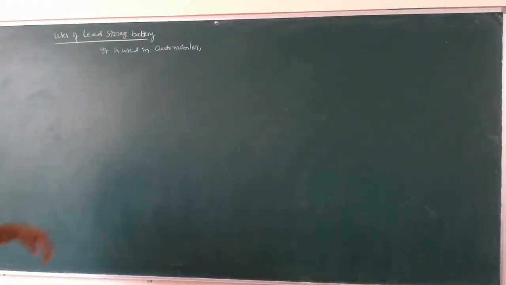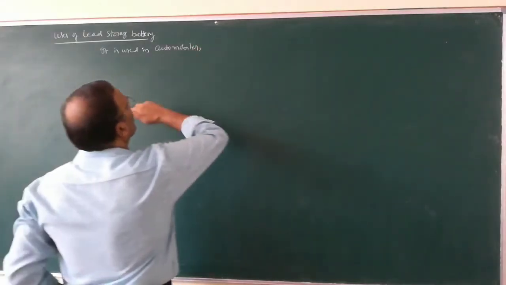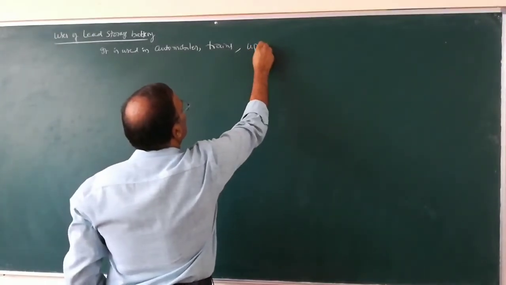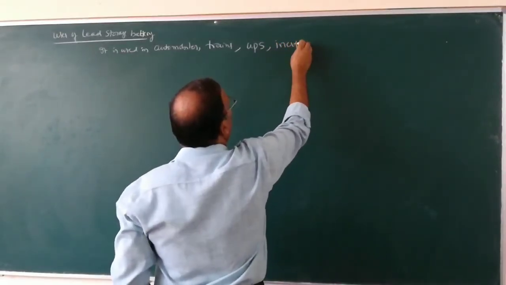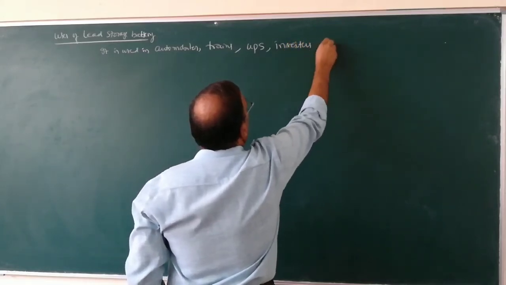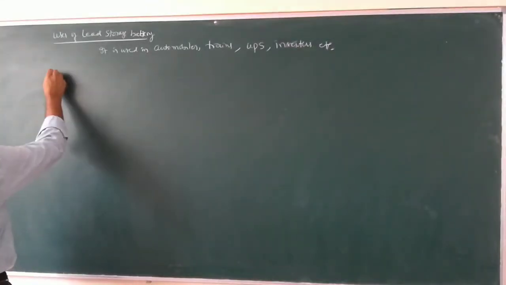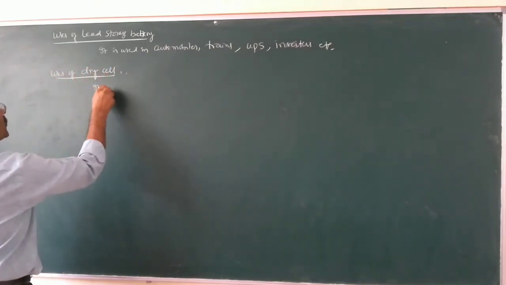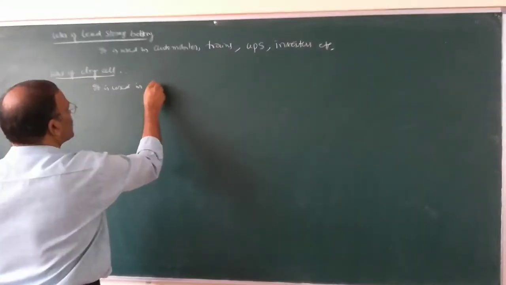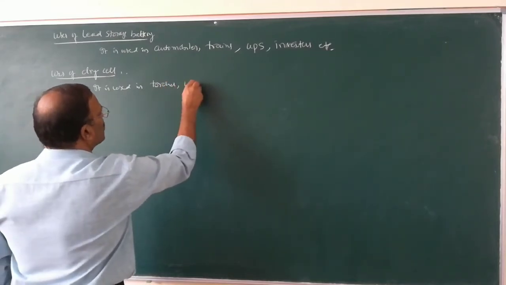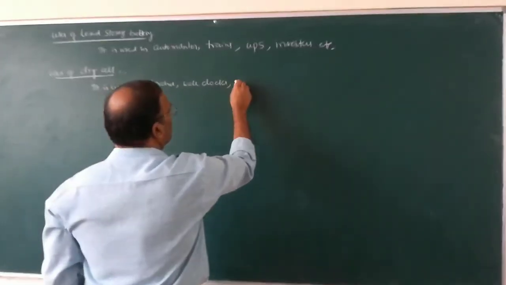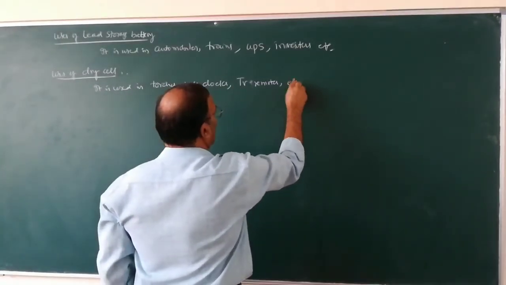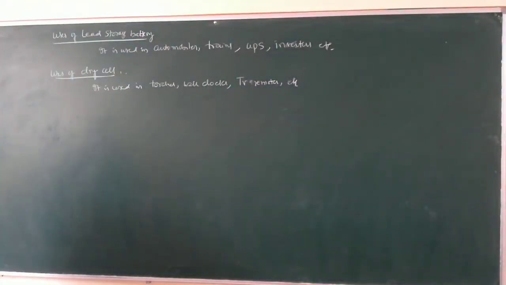So coming to the uses of lead storage battery, it is used in automobiles, trains, UPS, inverters, etc. Coming to the uses of dry cell, it is used in torches, wall clocks, TV remotes, etc. So these are the uses of dry cell, and these are the uses of lead storage battery.